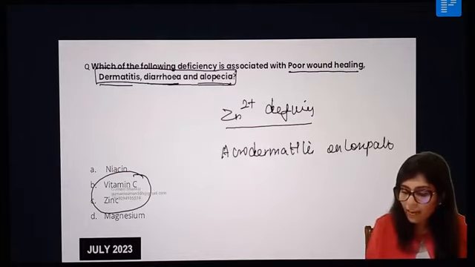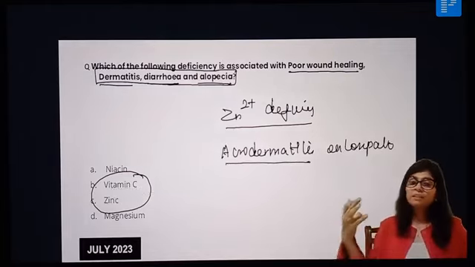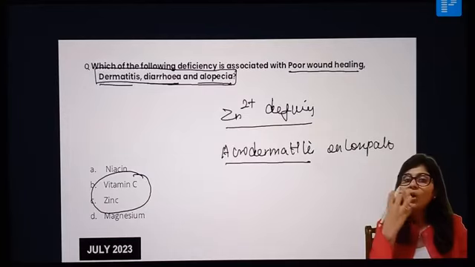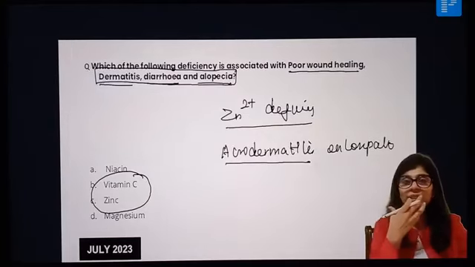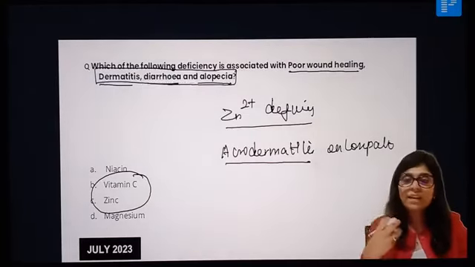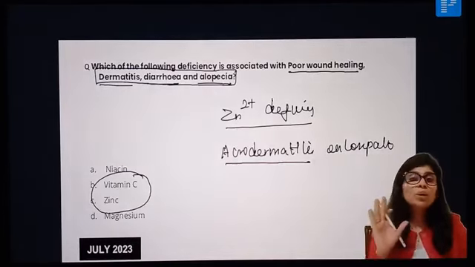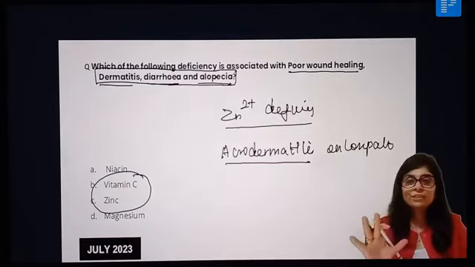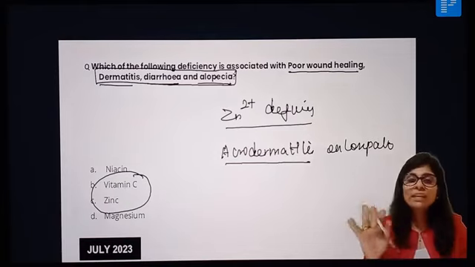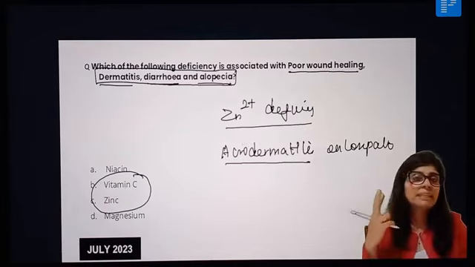What does it mean? Acrodermatitis is peripheral dermatitis. So in the periorificial region, you will see dermatitis. That's why acrodermatitis. Enteropathica meaning intestine gets affected, so there will be diarrhea. And there will also be alopecia. Put together, that's a triad used for diagnosing zinc deficiency. So poor wound healing, what are the two deficiencies that you should remember? One is zinc, the other one is vitamin C.